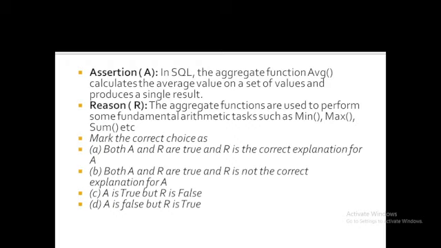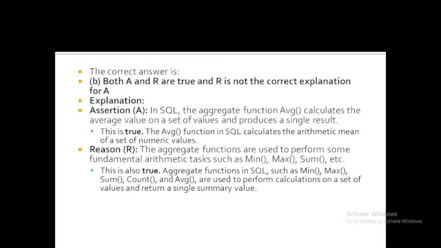You know that in aggregate functions we have average, min, max, count. The reason given is that aggregate functions are used to perform some fundamental arithmetical tasks such as min, max, and sum. So both are correct, but the reason, according to me, doesn't satisfy the assertion which is given. So both A and R are true, and R is not the correct explanation of A. A and R are separate statements.